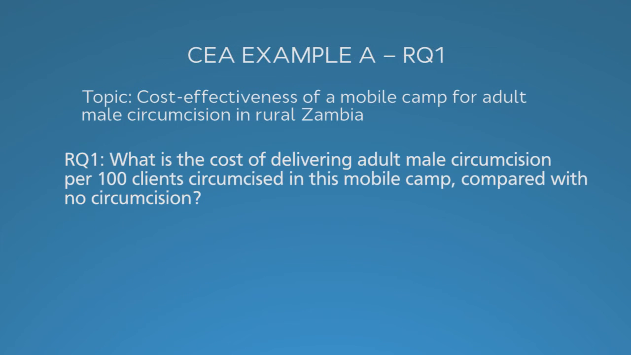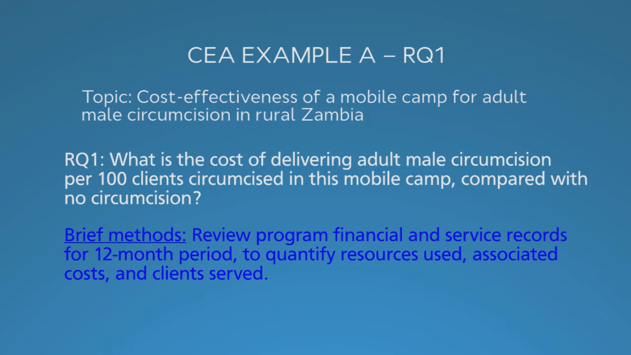Here we have question 1 on the cost of delivering circumcision services in more detail. The brief methods paragraph in blue is not standard in a grant application. Instead, it's for our purposes to understand broadly how we might proceed. We would probably start by reviewing financial and service records from an operating program. Typically, that's done for a 12-month period, because we are in the habit of financing programs, making reports, and so on for fiscal years.